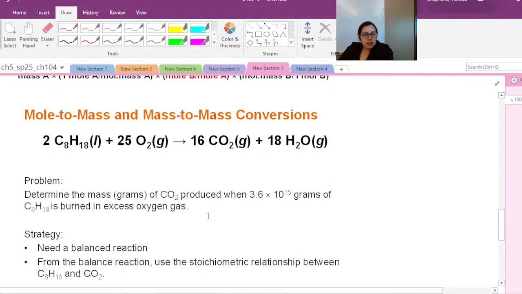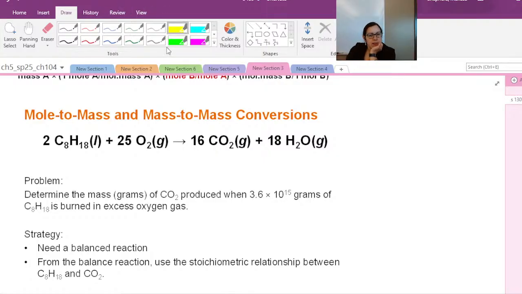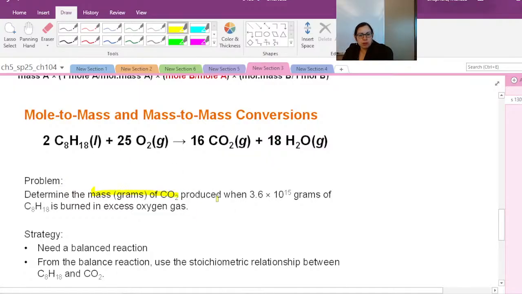All right, so let's tackle this one. Again, don't let big numbers intimidate you. Now we have to determine the mass of CO2 produced when 3.6 times 10 to the 15th grams of octane are burned in excess oxygen. See if you can start that. You might have to calculate some other information.